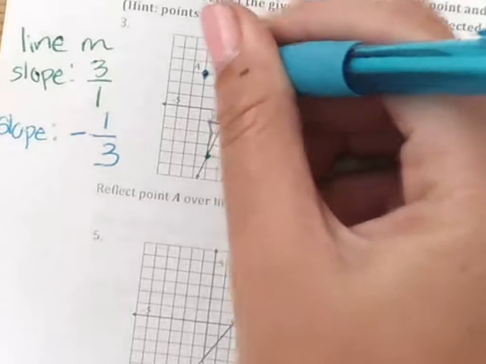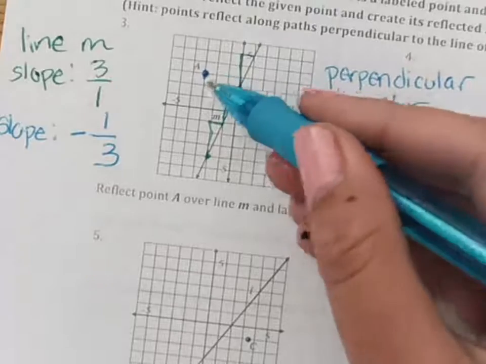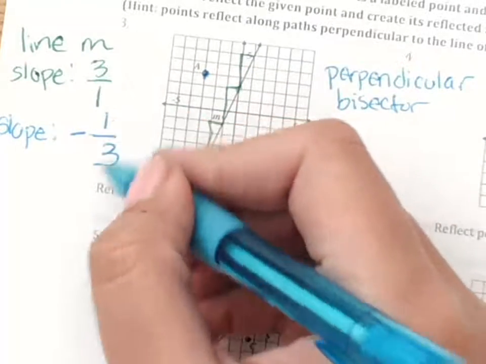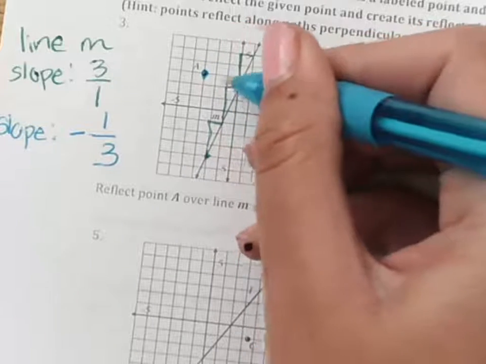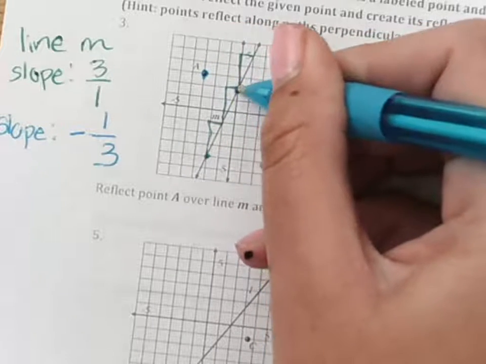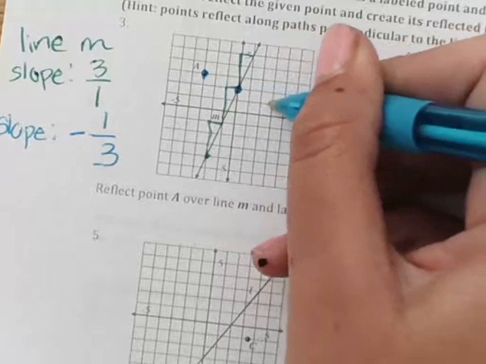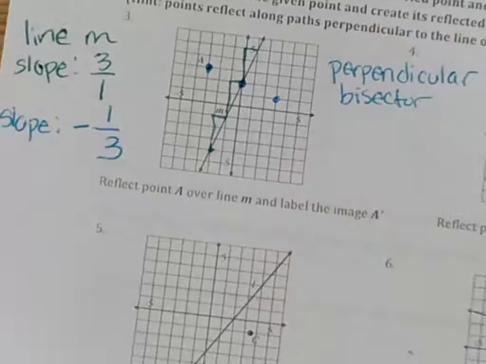So I'm going to go down 1 and over 3. That's what my slope says, negative 1/3. So I'm going to go down 1 over 3, 1, 2, 3. And then I'm going to go down 1 again over 3, 1, 2, 3. Okay, well that should be enough.